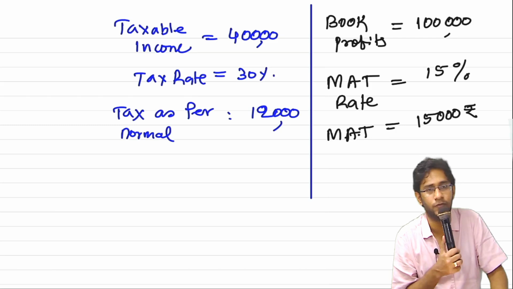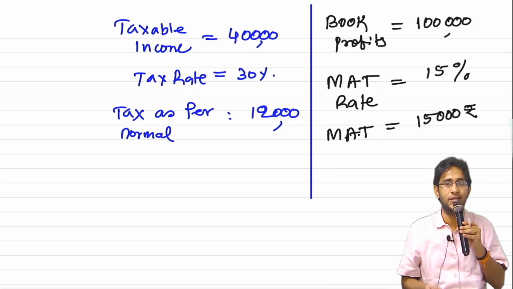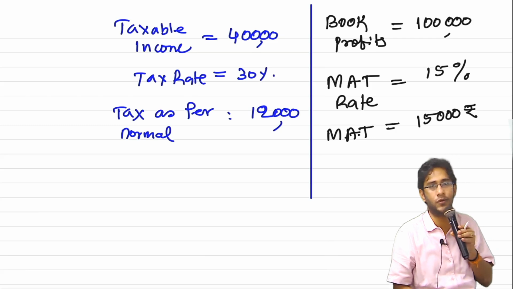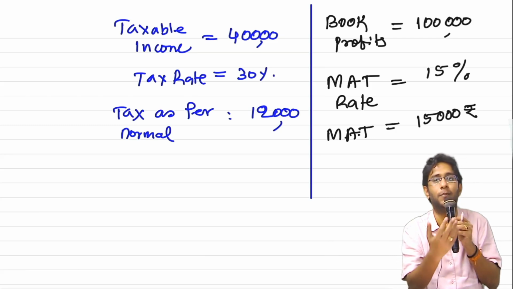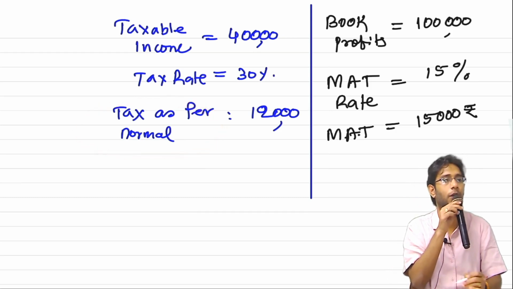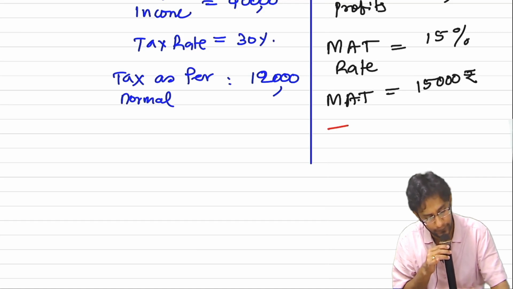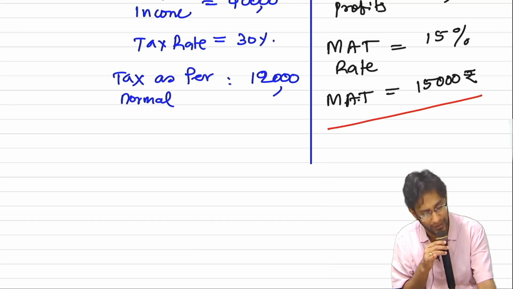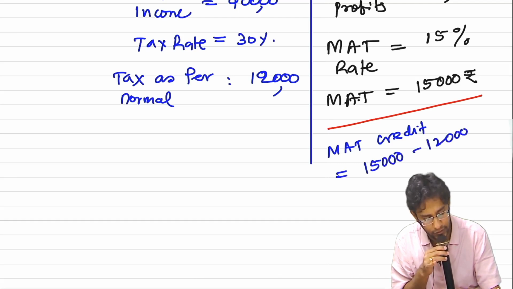But this is cheating, no? In a particular year, I really did not do business well. My taxable profit is less. I have to pay less tax, no? But the income tax department says you should pay 15,000. But the extra tax you paid, they will give back to you in future whenever you again pay tax as per normal provisions. So ultimately in the current year, how much do you have to pay? 15,000. But since you pay this, you will get a MAT credit, the excess tax paid, 15 minus 12, which is how much? 3,000. Now look at the accounting entry.